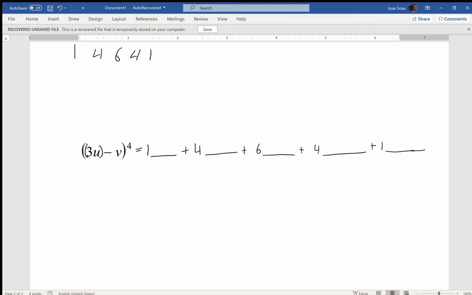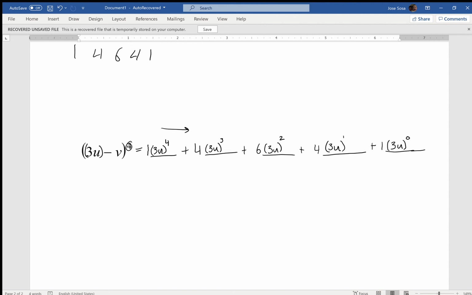Okay. All right, we're taking this term there, and we're going to raise it to the fourth power. So 3u to the fourth, and then we're going to go in descending order that way. So 3u to the third, 3u to the second, 3u to the first, and 3u to the 0th.